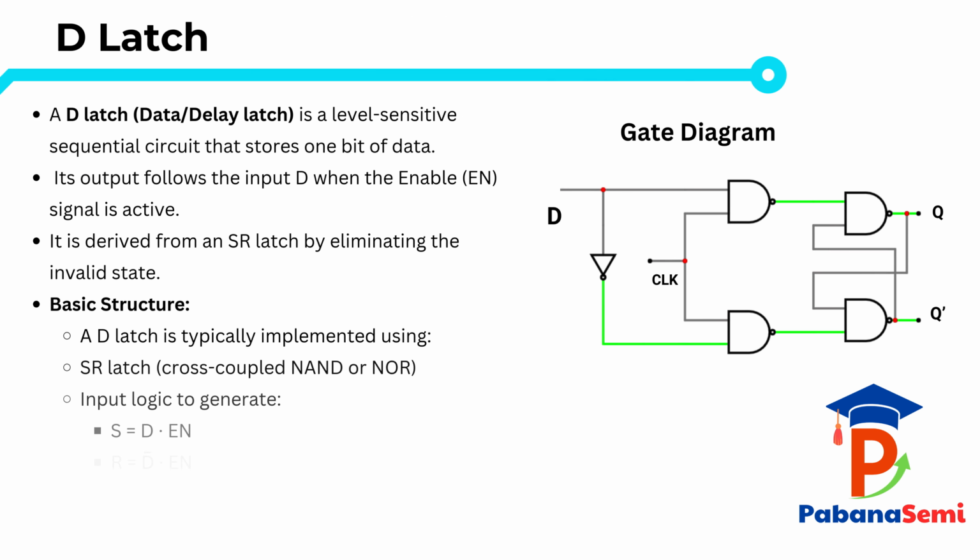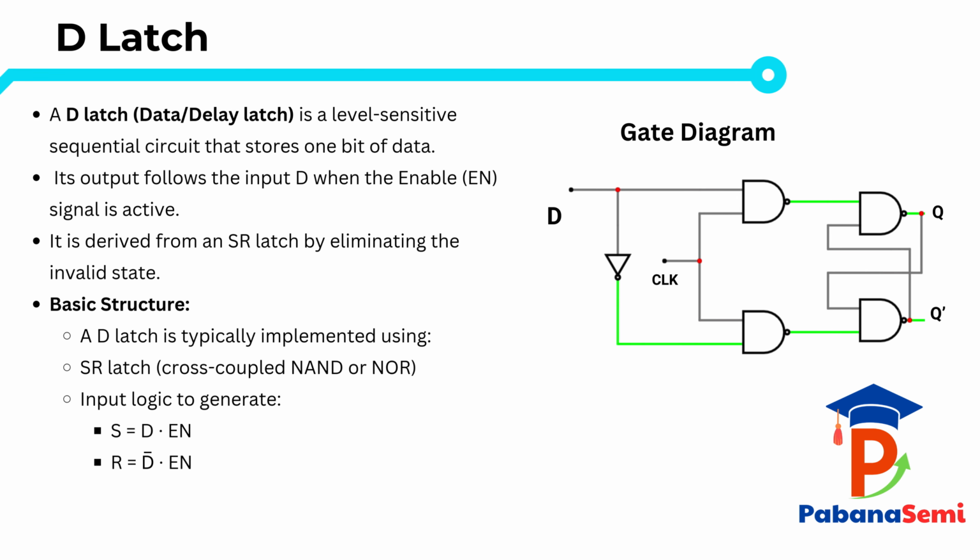Now, let's understand the D-latch. A D-latch, also called a data or delay latch, is a level-sensitive, sequential circuit that stores one bit of data. The output is Q, along with its complement, Q bar. The key idea is simple.